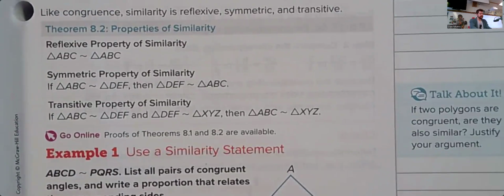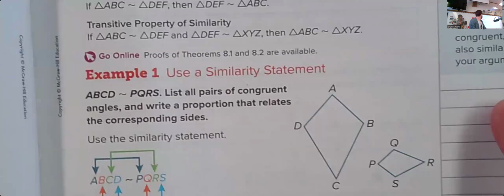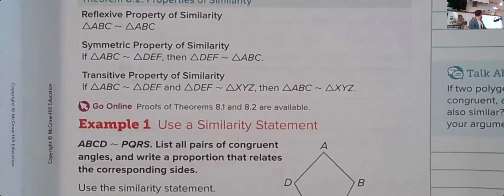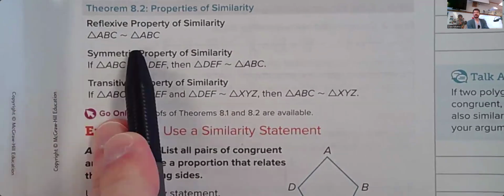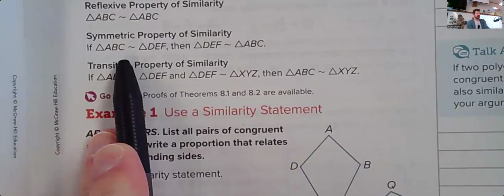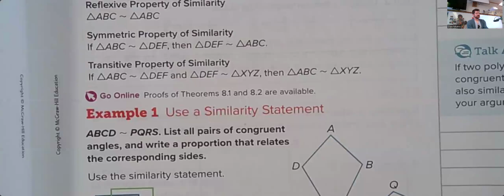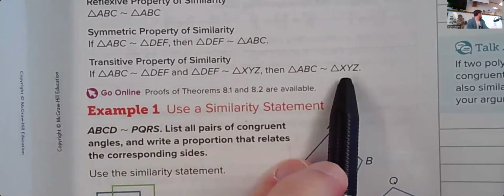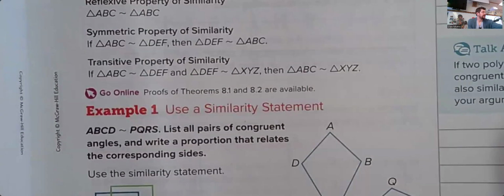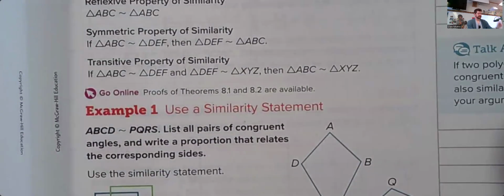Oh, and actually, right here, that's actually what I was just talking about. It actually tells you the properties right here anyway. Cool. So reflexive, something is similar to itself. Symmetric, you can flip around the order. And then transitive, first similar to the second, second similar to the third, first similar to the third. So those are the properties we've used before. They also work with similarity.